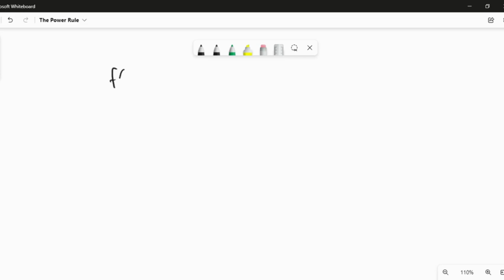So the power rule is just very easy. If f(x) is equal to x to the power n, then the derivative of this will be n x to the power of n minus 1. So it's just a simple formula.